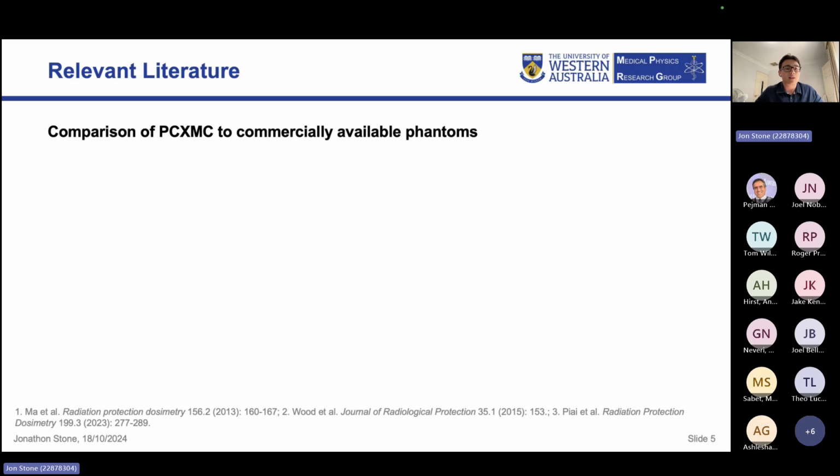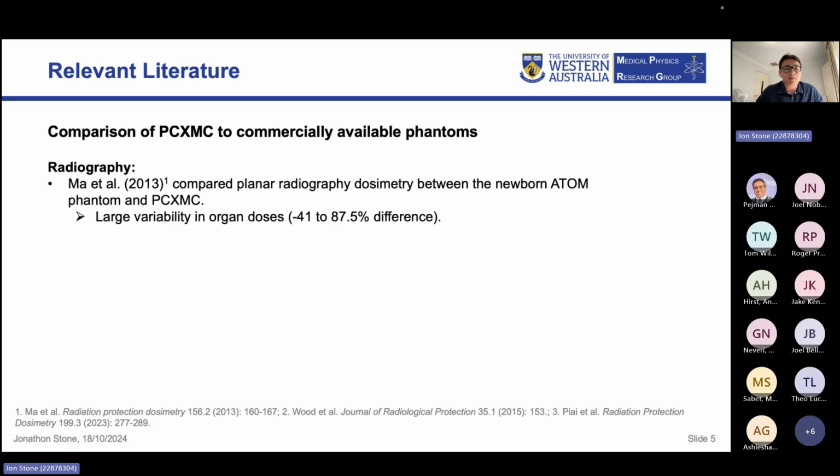There have been a couple of studies comparing PCXMC to commercially available phantoms. In particular, Ma et al. compared the planar radiography dosimetry of the newborn ATOM phantom with PCXMC, and they found quite a large variability in the organ doses, from -41% to positive 87.5%.